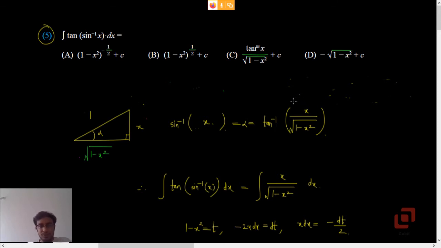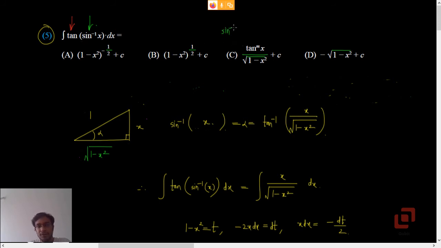So here the first observation that you should make is that the integrand is a composite function with the outer function being tan and the inner function being sin inverse. Now, as we usually do with any composite function involving a trigonometric and an inverse trigonometric function, we try to express the inner function in terms of the inverse of the outer function in this case, right?